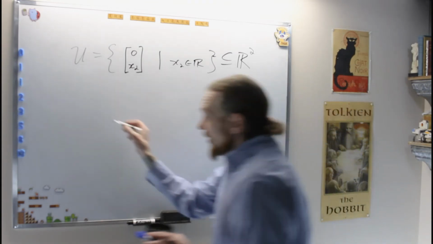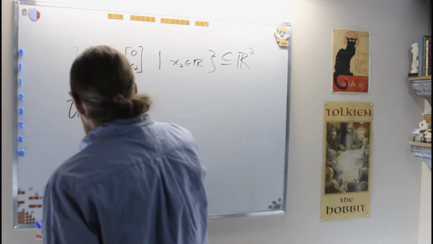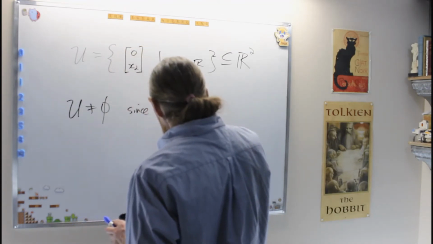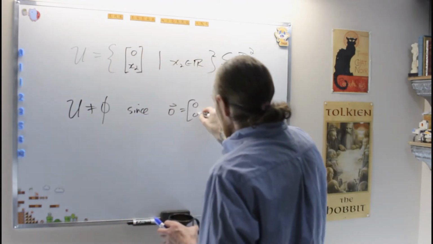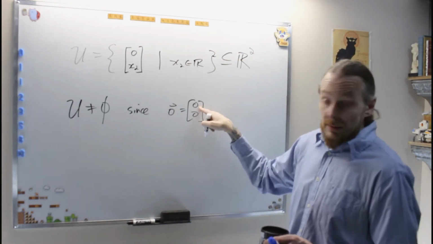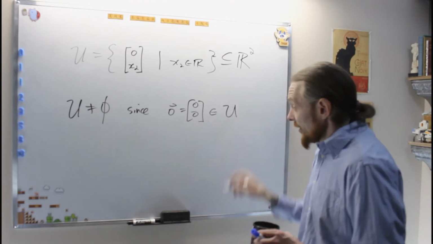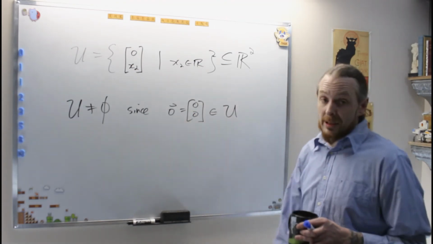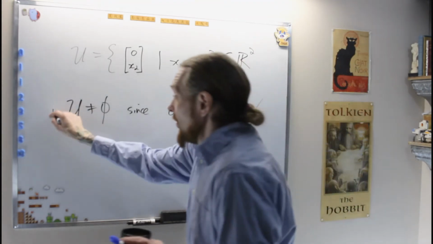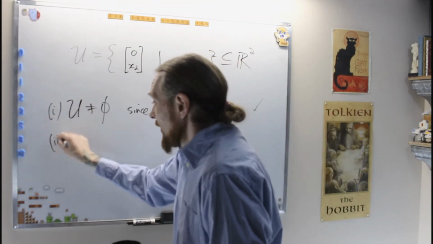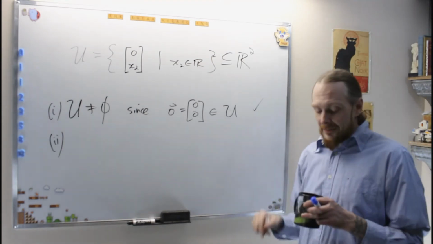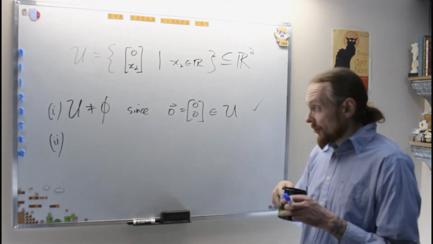Once I have this, I have to take two vectors in there and add them. First of all, is U non-empty? U is non-empty since the zero vector, (0, 0), has its first coordinate equal to 0, so it is definitely in U. So 0 is in U, it's non-empty. Check. Technically you have to check that it's a non-empty subset. If it is a subspace, 0 will always be in there.